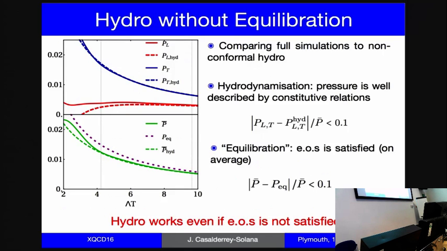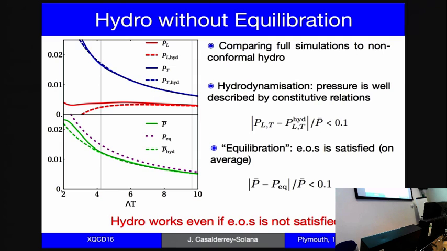So then you run the numerics, you look at the simulation, and you look at the different components. You see here I compare the transverse pressure, the full numerical with the hydrodynamic approximation, the longitudinal pressure with the hydrodynamic approximation, and then the average pressure and the approximation, and compared to the equilibrium. What we see is that in this particular simulation at this time, the deviations of the longitudinal and transverse pressure with respect to the average pressure is less than 10%. This is our criterion for hydrodynamics.